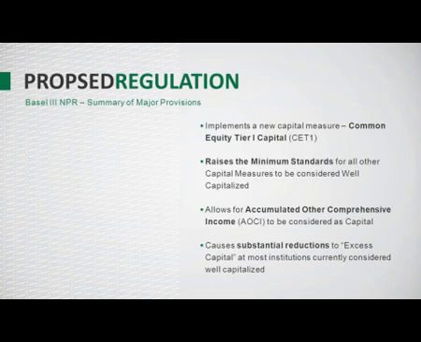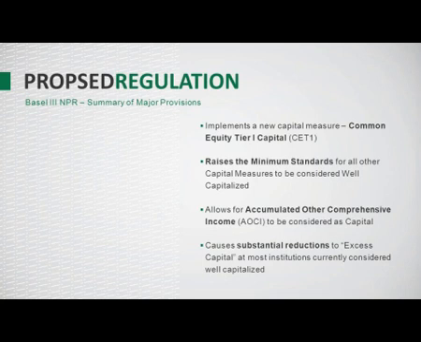The guidelines do implement a new capital measure called Common Equity Tier 1 Capital, CET1, in addition to several other capital measures that have been in place for a while. Probably the largest single implication is the new rules will raise the minimum standards for a bank to be considered well capitalized, not only under the new Common Equity Tier 1 capital, but under all of the prior existing capital measures. And we'll go through that in just a few minutes. But it's this increase in the minimum standard that is going to have the biggest impact for community banks going forward.